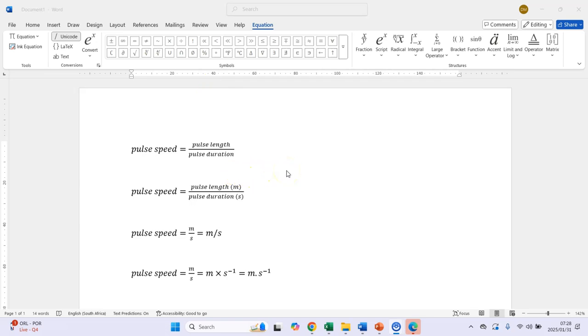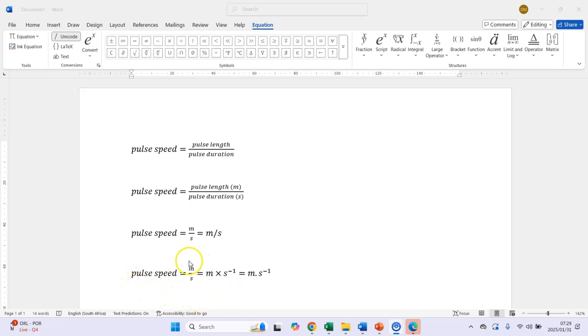Let's understand the units of measurement. So pulse speed is pulse length measured in meters divided by pulse duration measured in seconds. So it's a meter divided by a second. So m over s, which can also be represented as m/s. And some syllabuses do use this notation for representing speed. However, we don't in the CAPS syllabus.